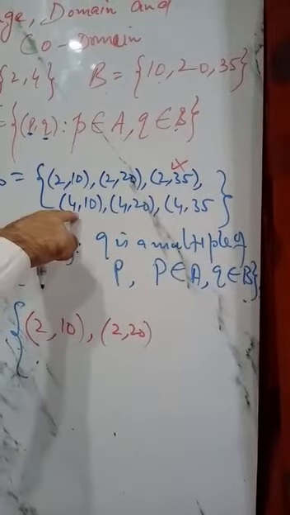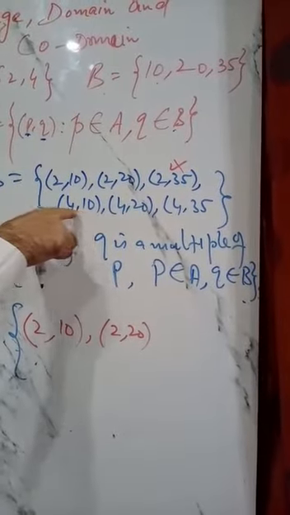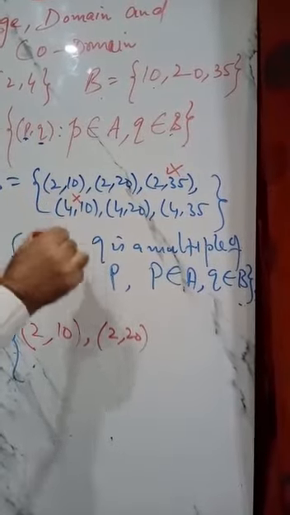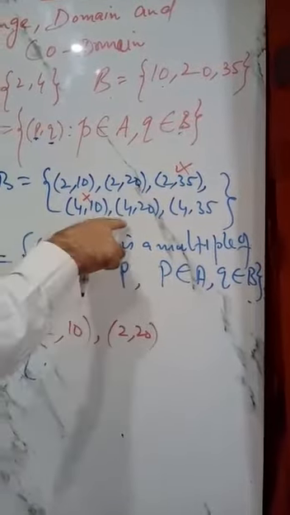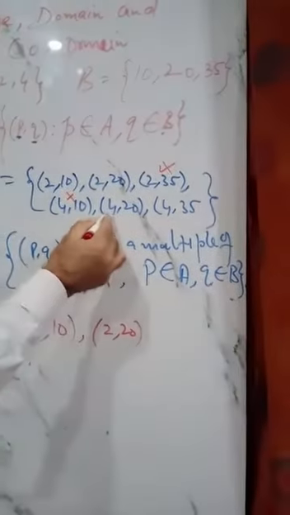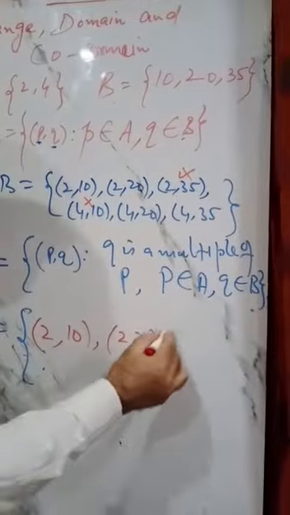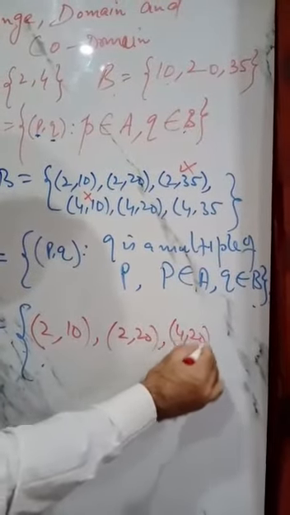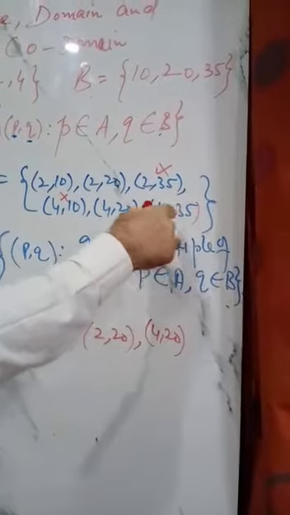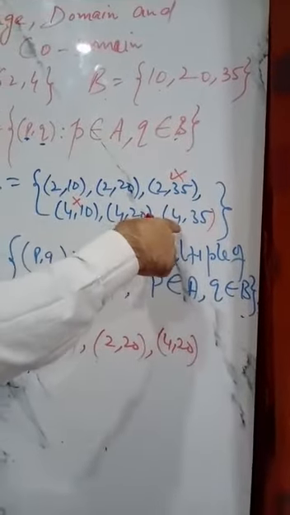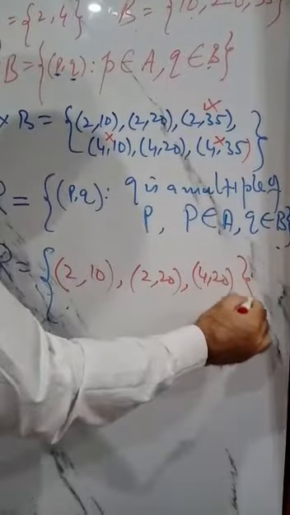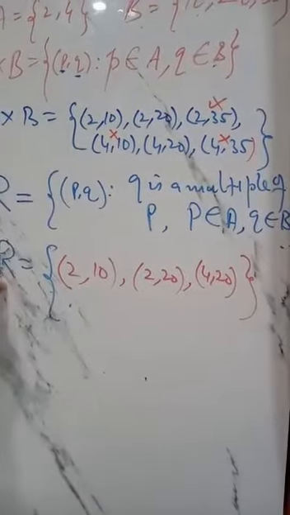Next (4, 10). Is 10 a multiple of 4? No, so this can't be an ordered pair. Next is (4, 20). Is 20 a multiple of 4? Yes, 4 fives are 20, so this will be our next ordered pair. And (4, 35) can't be an ordered pair because 35 is not a multiple of 4. So these are the three ordered pairs in this relation.